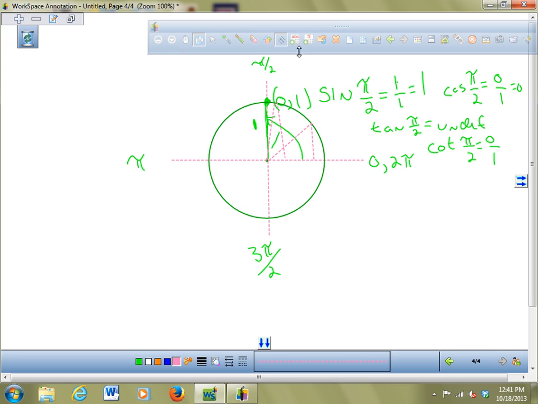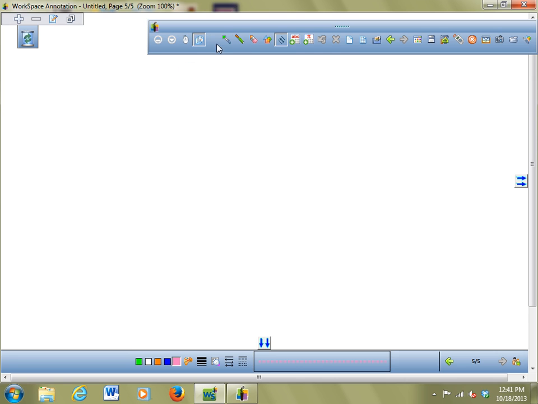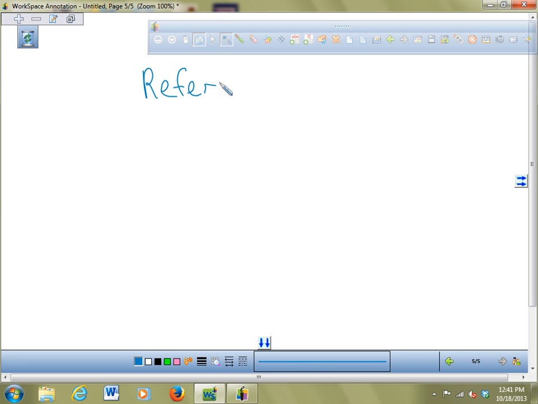All right, then we have something called reference angles. Next thing, reference. Do you like this color? How about blue? What color does that look like to you? Oh, on my screen I showed you. This is a really nice blue. It's like a teal.